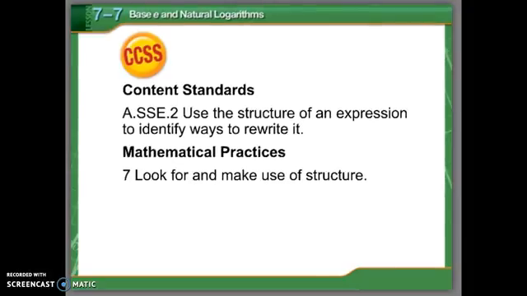This is the Unit 3 Lesson 7 video, and we're in Chapter 7, Section 7 out of the textbook, and this lesson is talking about base e and natural logarithms. The content standard for this lesson is use the structure of an expression to identify ways to rewrite it, and the mathematical practice is to look for and make use of structure.